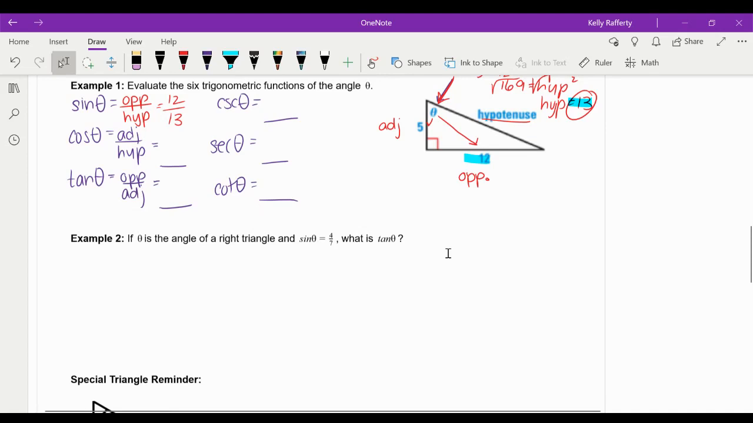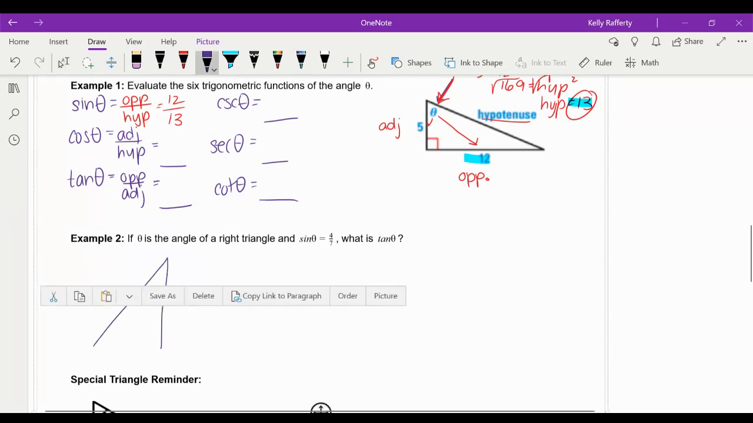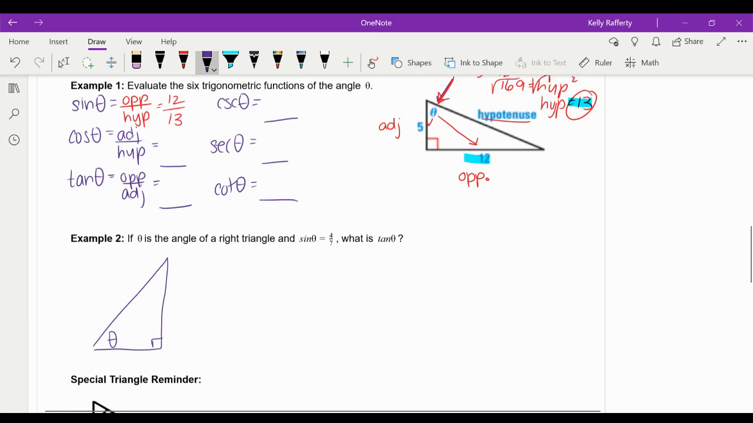All right, so like I said, we're going to set these up for the rest of them. So for example 2, it says theta is the angle of a right triangle. So we'll draw a right triangle here with angle theta. And sine theta equals 4/7. So remember, sine from SOHCAHTOA, they're giving us the opposite over the hypotenuse. So I can draw this in my picture. Here's the opposite side. And they said that's 4. And the hypotenuse across from our right angle is 7.